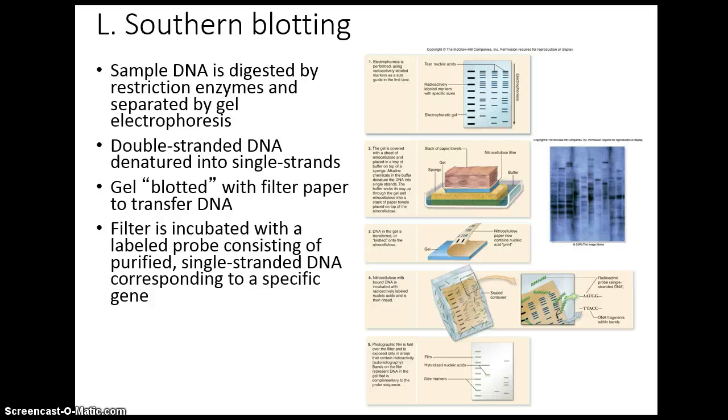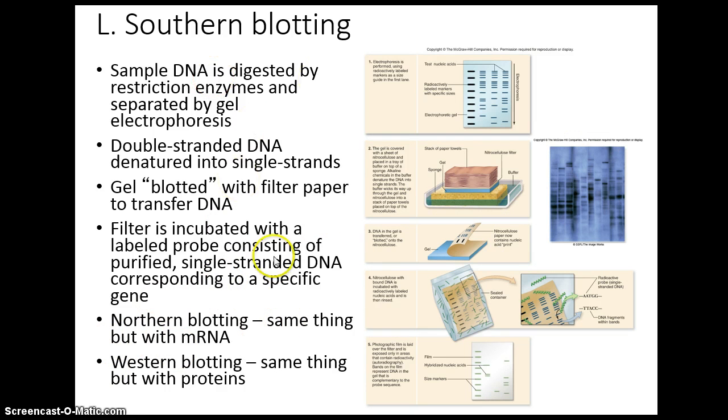And then to visualize DNA, there are a few methods. Southern blotting is where DNA is digested by restriction enzymes, cut up into little pieces, and then run through a gel electrophoresis. And in order to do this, the double-stranded DNA has to be denatured into single strands, and then it will be blotted by filter paper, so the filter paper will pick up the DNA, and then also given a probe. A probe will bind to those single strands and will cause it to fluoresce or give it color so that you can then see the DNA.